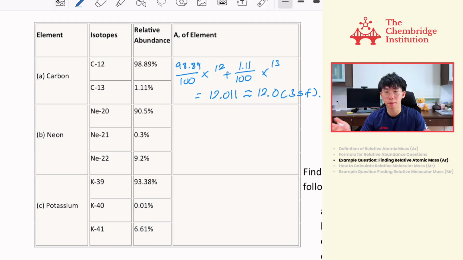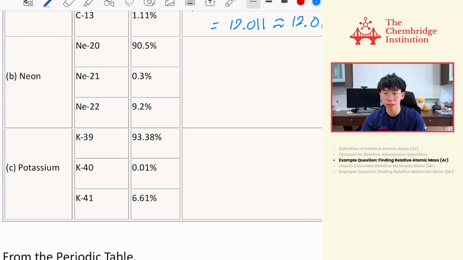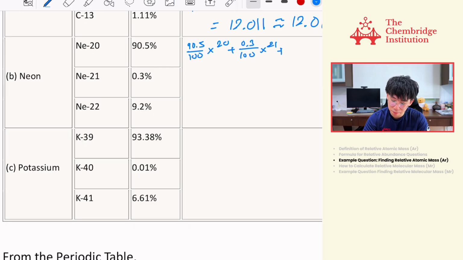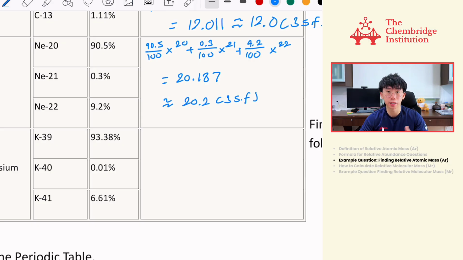Which is quite expected, we know that the relative atomic mass is around 12 based on the periodic table itself. Now for neon, there are 3 isotopes with these relative abundances. So you're going to do the same thing. You're going to take the abundance times the mass, and we just add it all up together. Abundance times the mass, the abundance times the mass. Once we do that, we add it all up together, you get a value. You press it in your calculator, you get a value of about 20.187, which you convert to about 20.2 to 3 significant figures. So this is how we calculate the relative atomic mass.